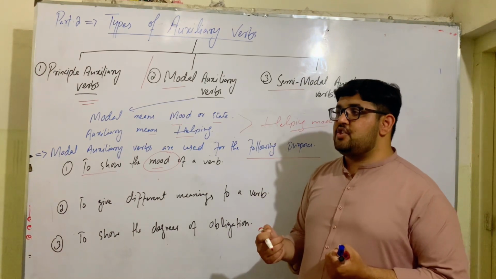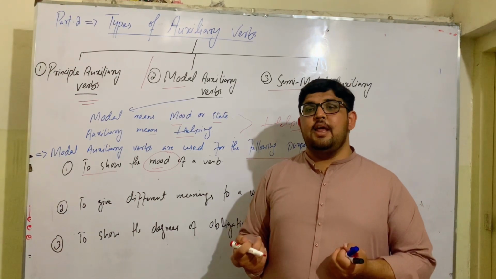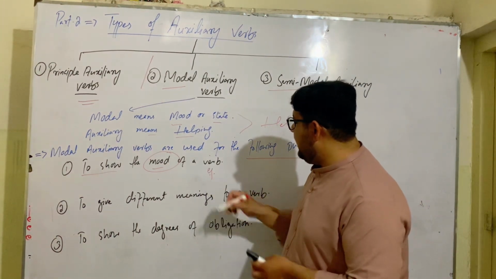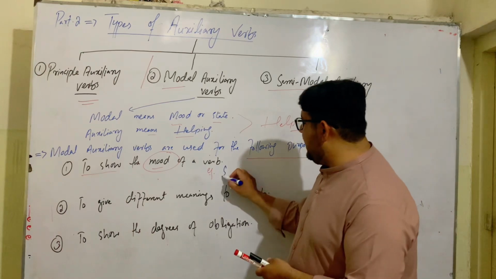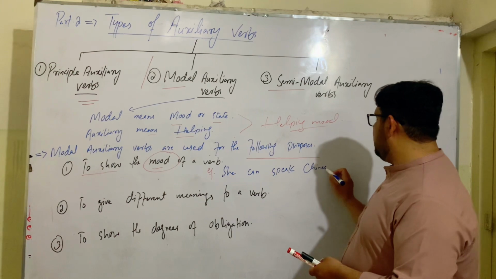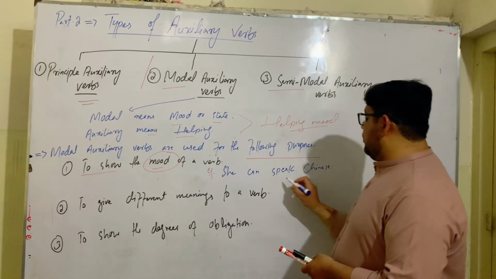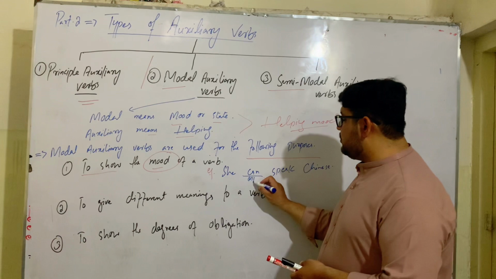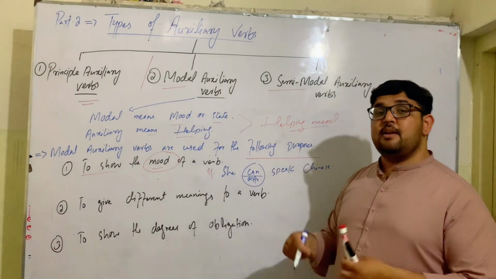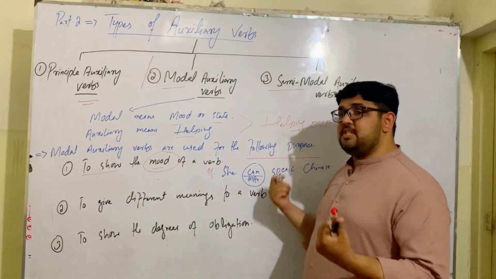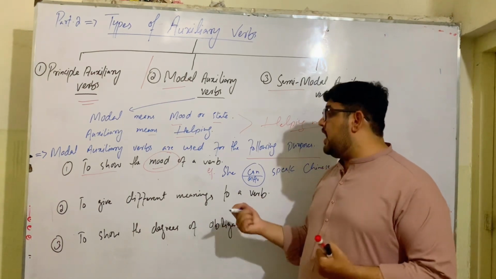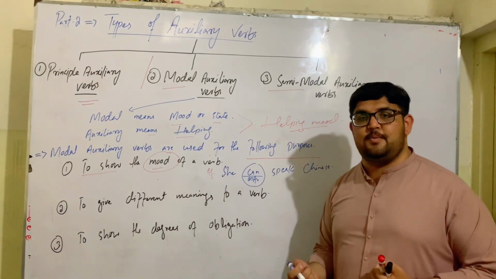For example, I say that she can speak English. So here can is a modal auxiliary verb. It shows the mood of a verb. Like how? If I say that she can speak Chinese, so can is a modal auxiliary verb. It shows that the sentence is positive, so that positivity is the mood. Mood is positivity, and the sentence looks positive because of can.